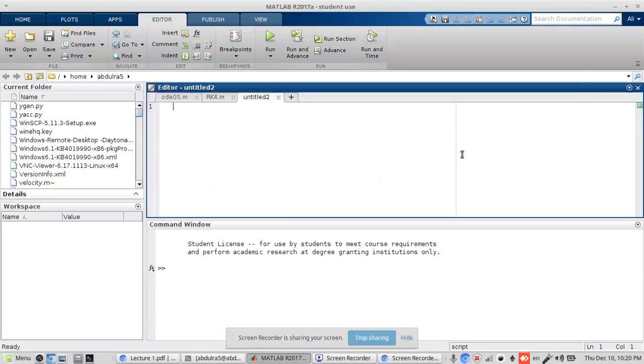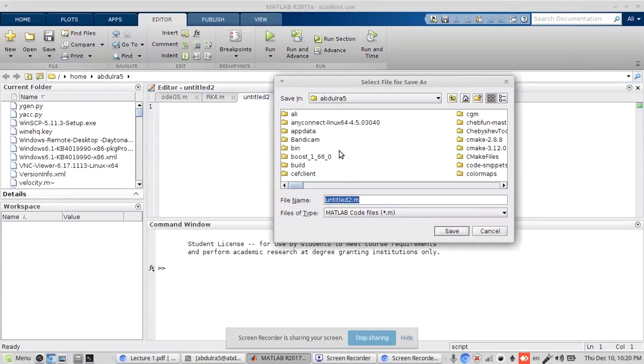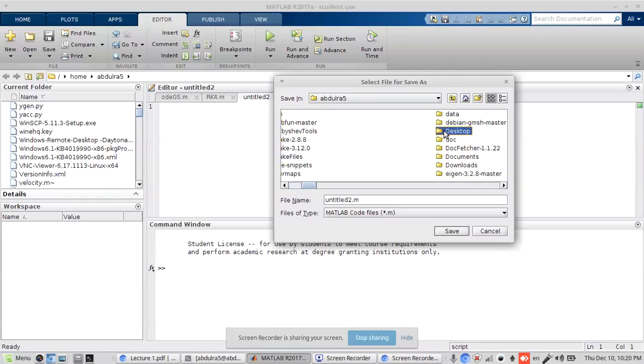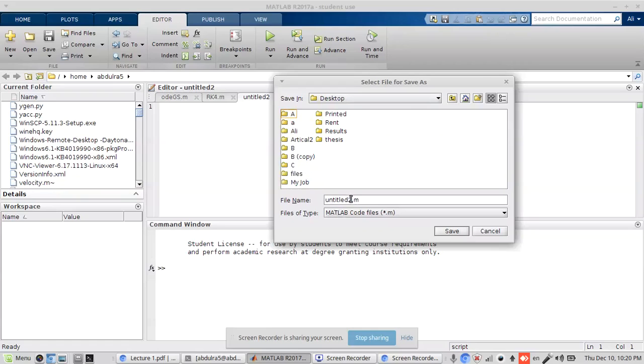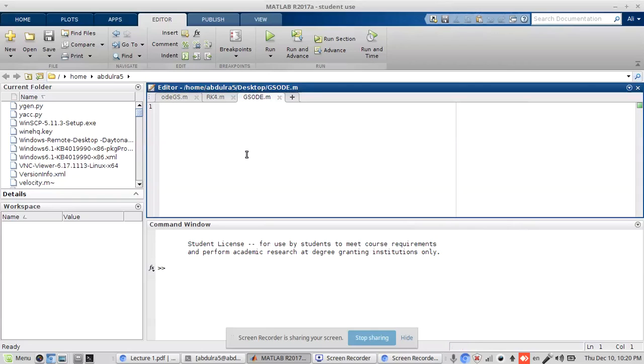So just open Matlab and try to save the script into your home directory. So let's choose desktop and write the title of the script. I will write general solution for ODE, and I'm gonna save it on the desktop. And also I will write clc, clear all. The purpose of those is to clear up the history of Matlab.